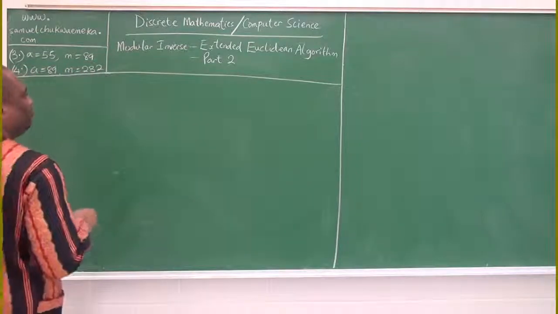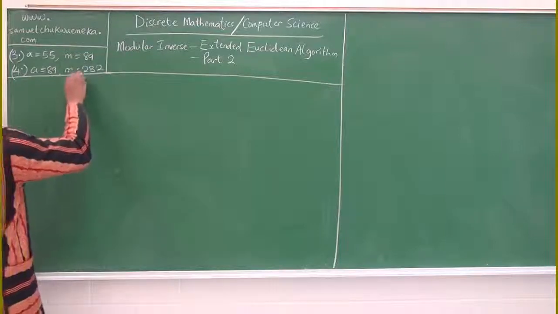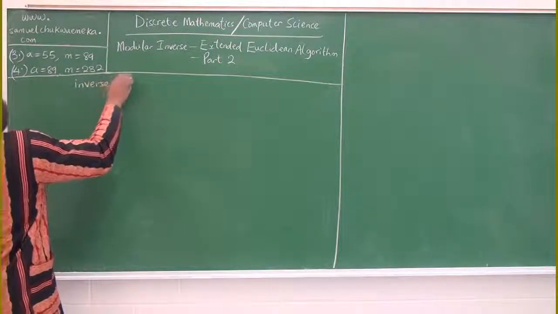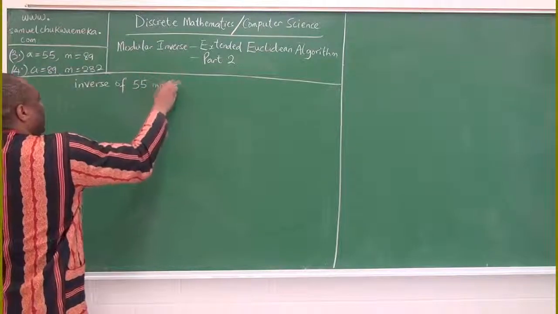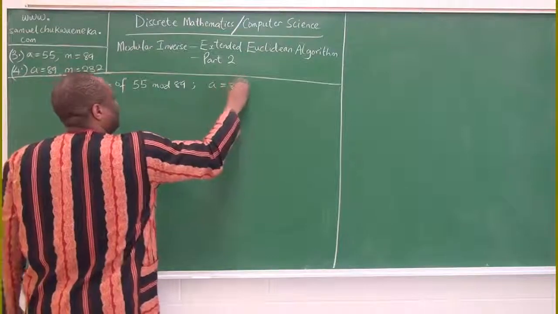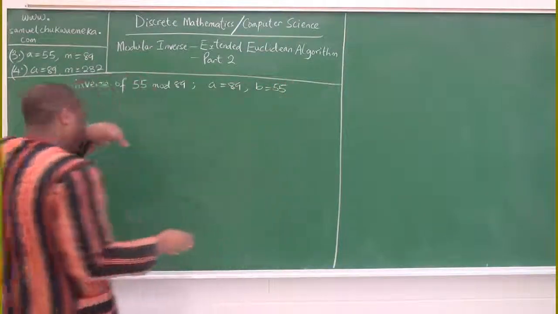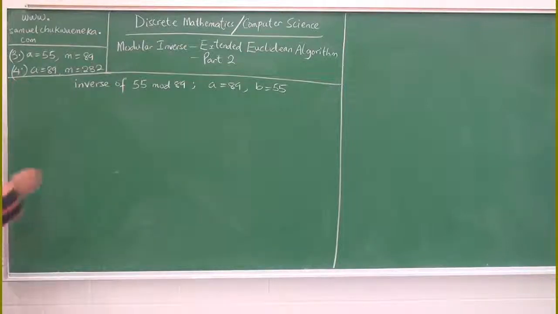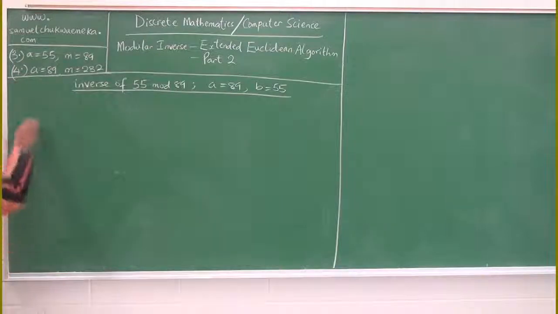So we want to find the inverse of 55 mod 89. In this case, our A is the greater one, A is 89, and our B is 55. Right? So let's do our thing. We write the steps.